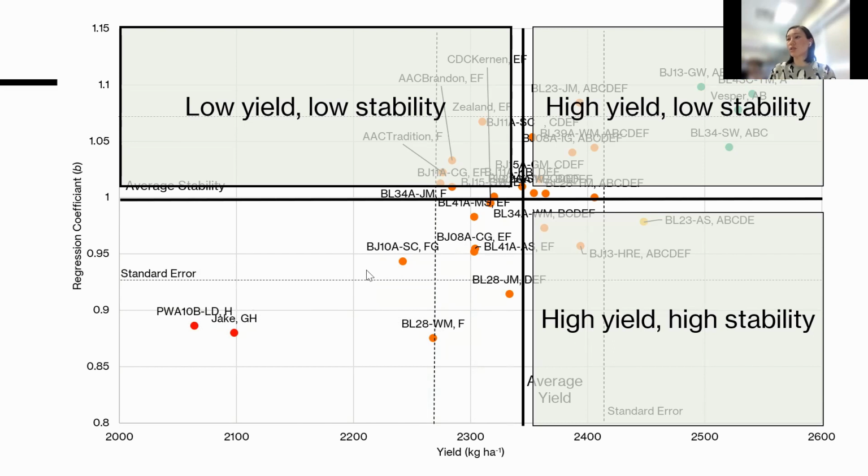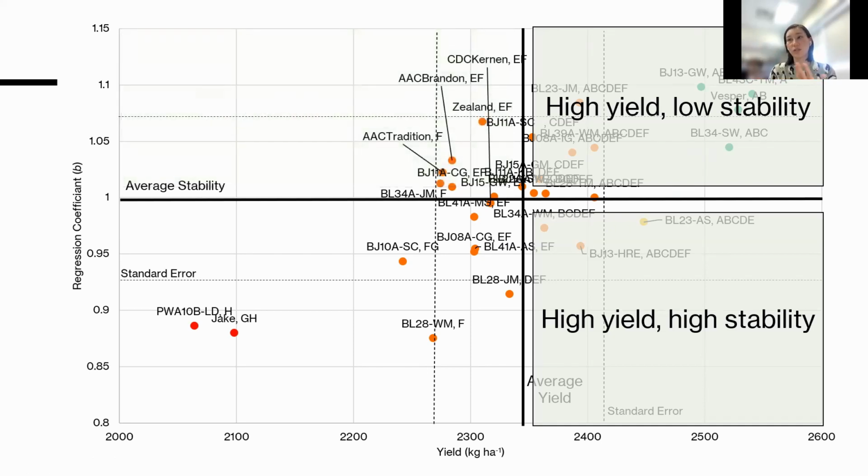We also have, just to point out here, this dotted line here and here is the standard error of stability and the standard error of yield. So anything that falls outside of that standard error line represents that it was outside of the average, outside of the normal. So in the upper left quadrant, we have low yield, low stability, and you often don't see a lot of varieties that fall in this quadrant.